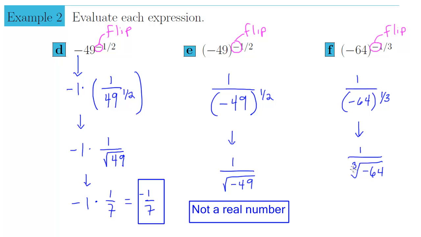But the cube root of -64 we can deal with, since we know that -4 times -4 times -4 is -64. So this ends up being 1 over -4, right? The cube root of -64 is -4. And we usually write the negative sign out in front, so this would be -1/4 as our final result.